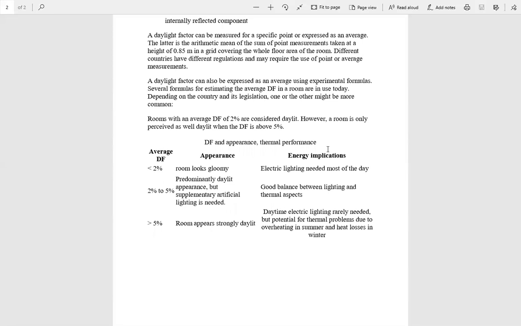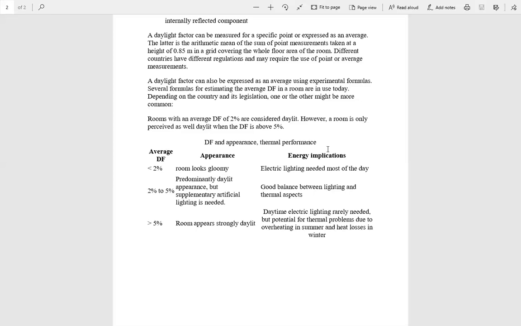A daylight factor can also be expressed as an average. Several formulas exist for the average daylight factor in a room, depending on the country and its legislation. One or the other might be more common.